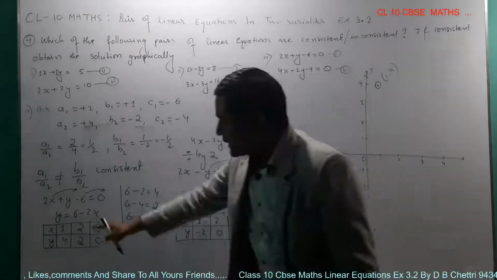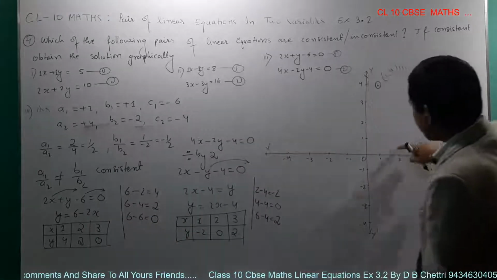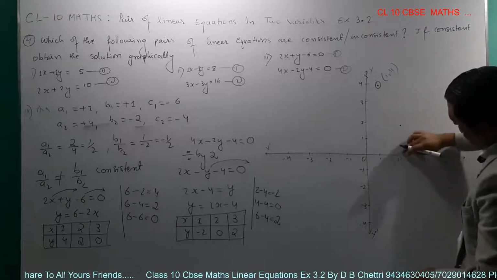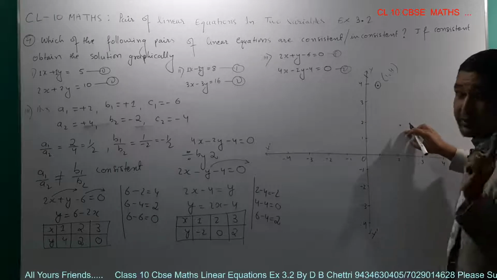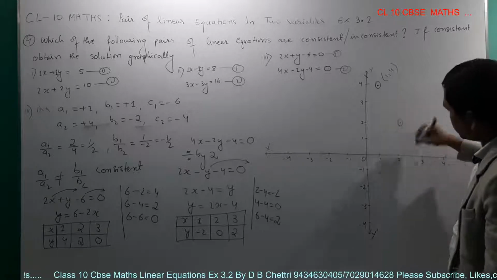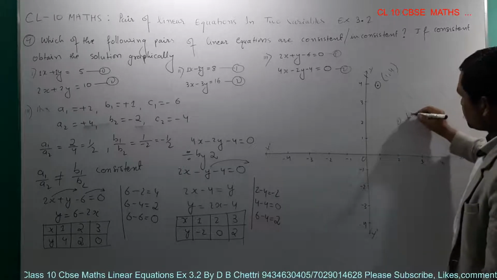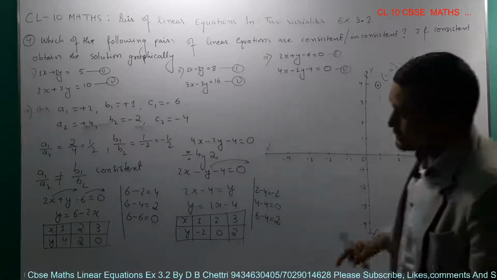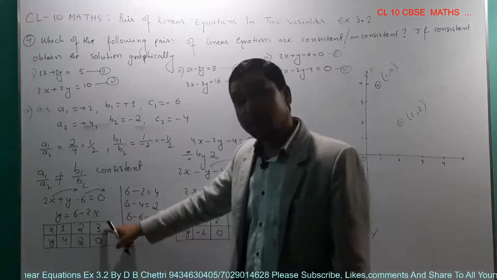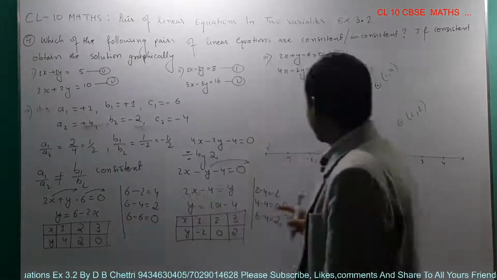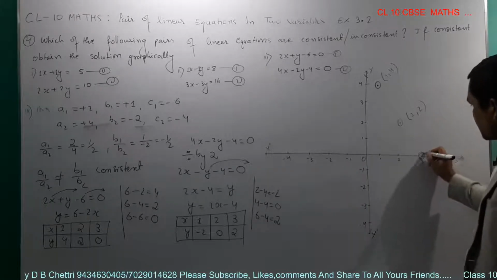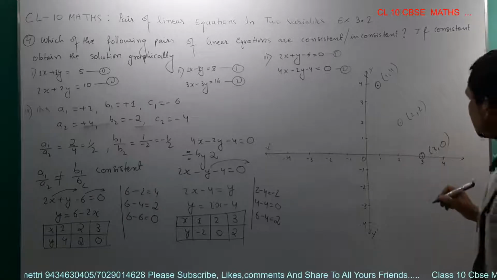Now next (2, 2). Draw the lines from both the points, where they intersect, that is the required point. Now next (3, 0). If y is 0, then we plot the point on the x number, which is 3. This is (3, 0). Now draw the line.